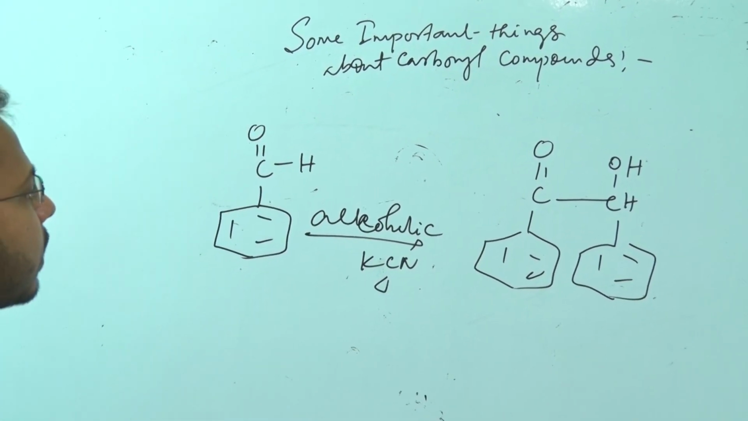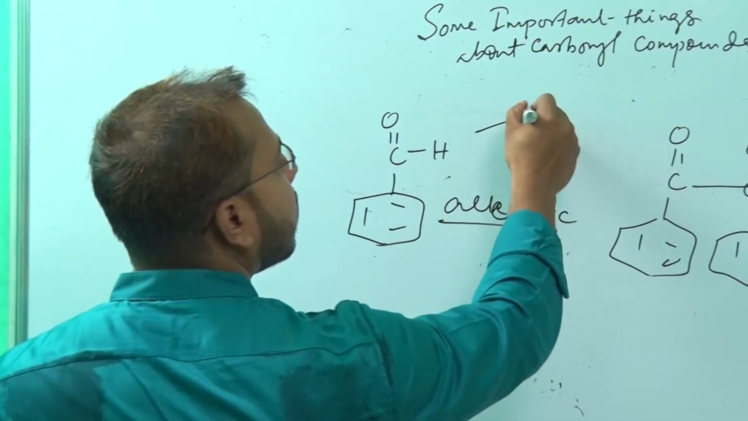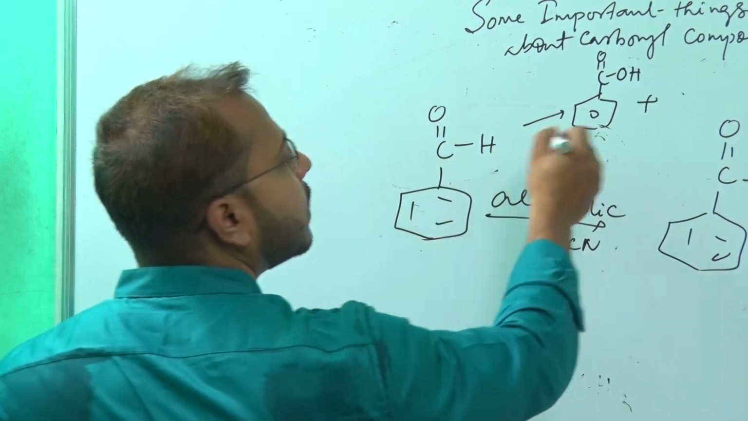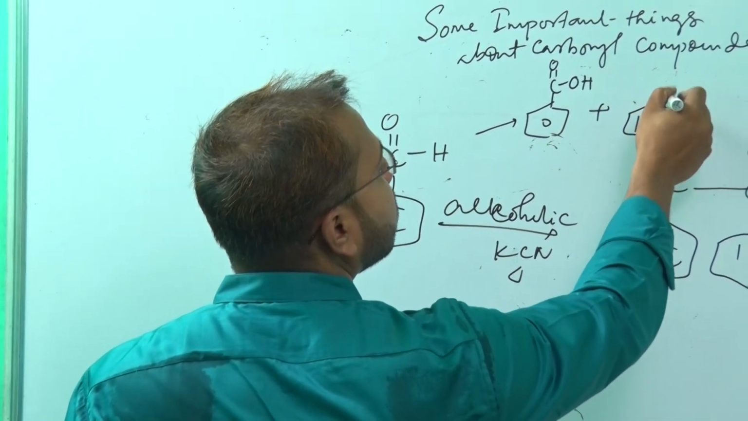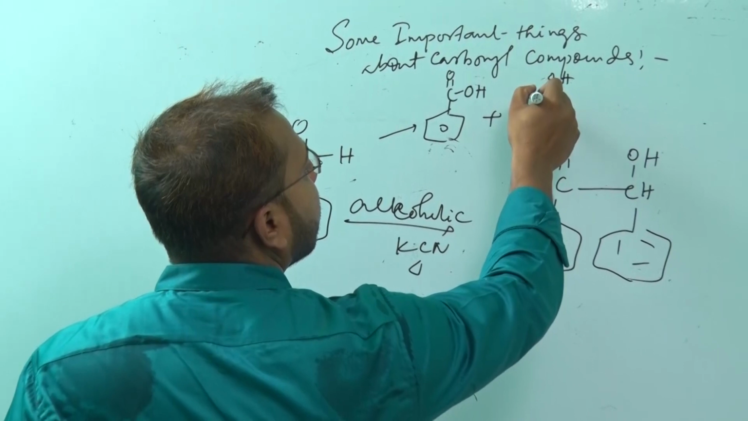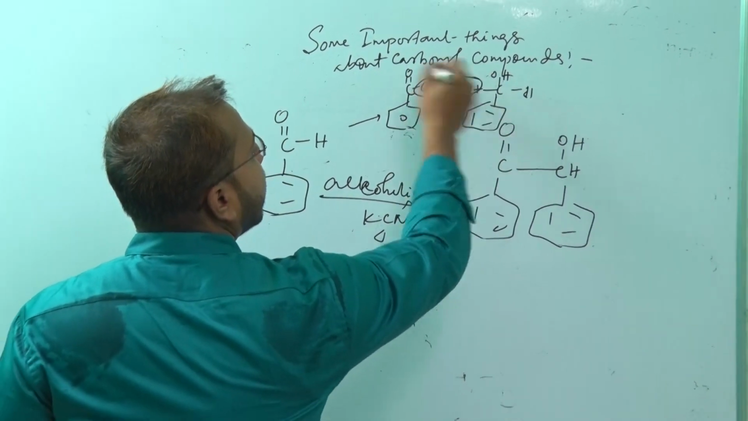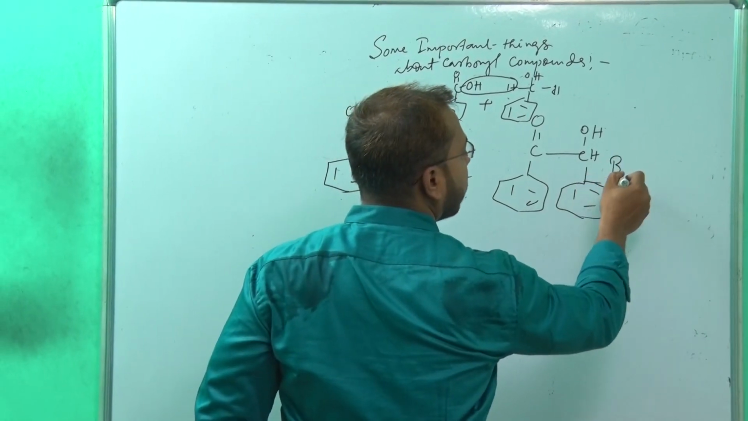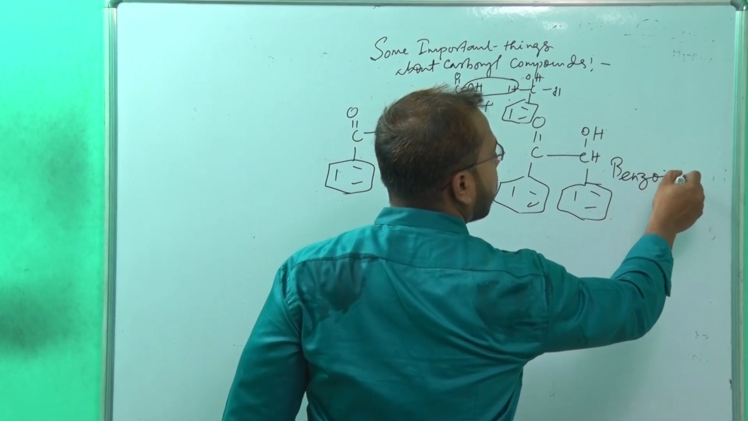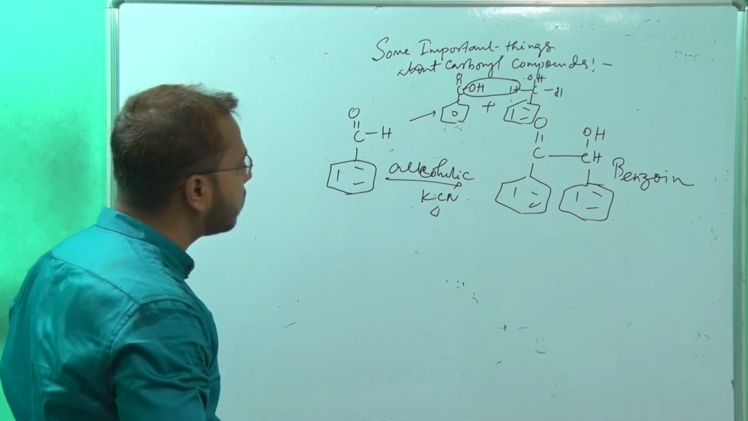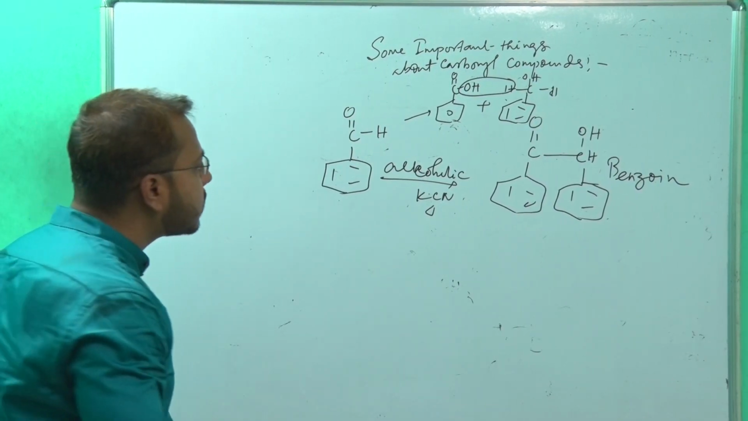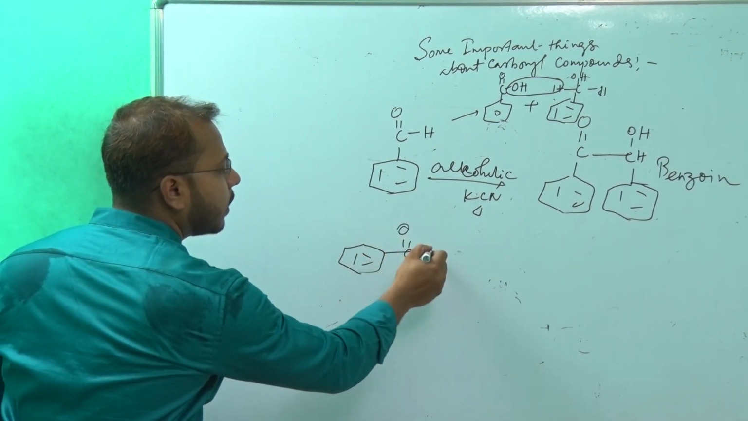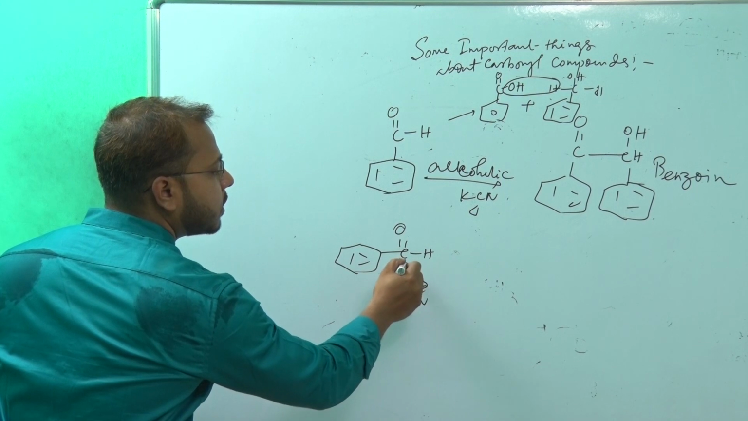We can apply a trick: one molecule is oxidized like this, and one molecule is reduced like this. Then this HOH will be eliminated, forming this compound known as benzoin. Okay. So we would like to see the mechanism, that is benzaldehyde is there and CN- is there.